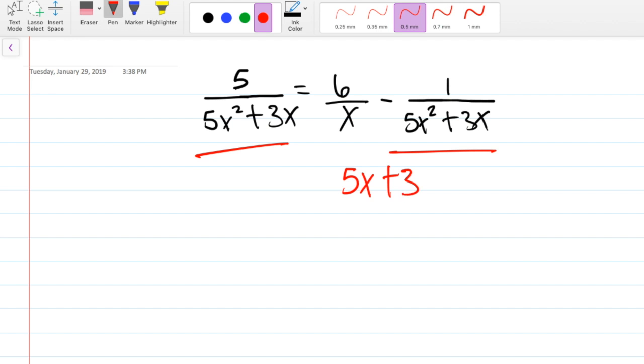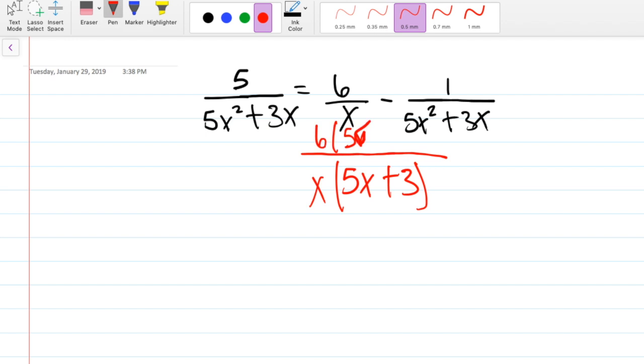Plus 3. So that's what we're going to multiply this entire fraction by. Okay. And of course, I hit the stupid pen button. Alright, so all we're doing is multiplying the fraction by 5x plus 3 so that it can have a common denominator. Alright, now let's multiply everything out.